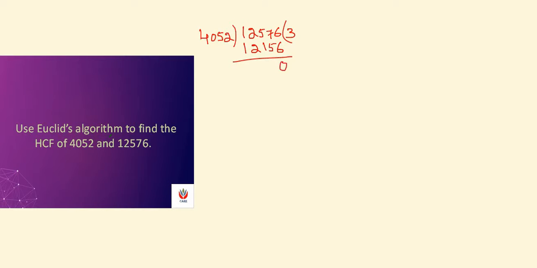So the remainder is 420. This is a remainder, this is a quotient, this is a divisor and this is a dividend. All these terms you know very well. But when you are finding HCF, the remainder you should get is 0. But here we are getting 420, so we need to continue the process. This 420 now becomes the divisor.